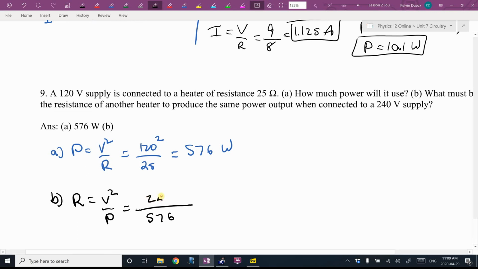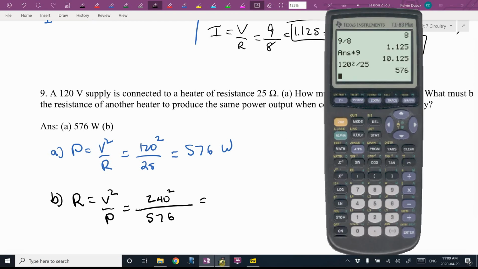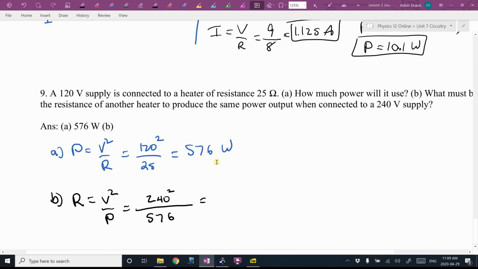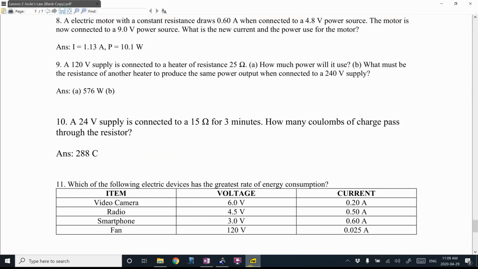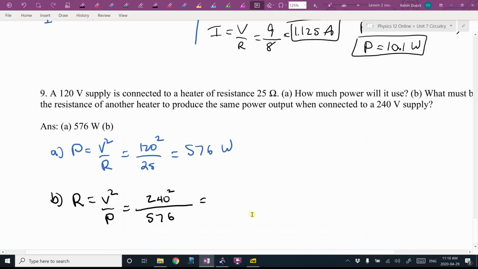But here it's going to be 240 squared. Europe mostly uses 240 volts through their power outlets. It's why you have to buy an adapter if you travel in Europe. There are pros and cons to both systems. Answer B. Did I not put an answer for B? Oh, I'll have to add that to mine. I'm getting 100 ohms. Which makes sense. Twice the voltage, but there's a squared, so 4 times the resistance.